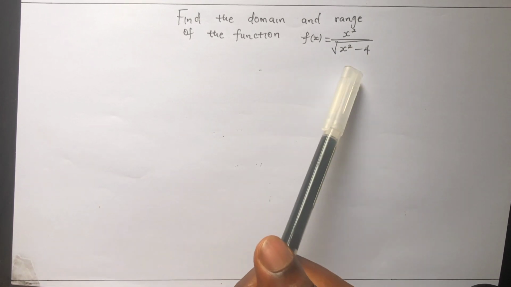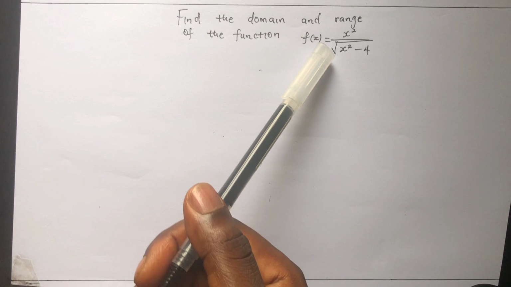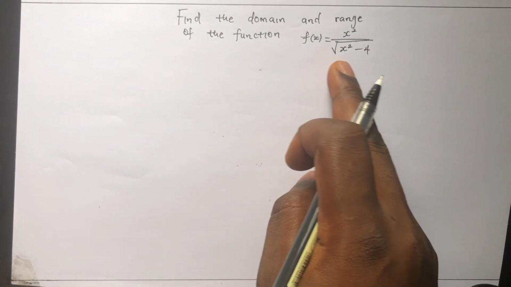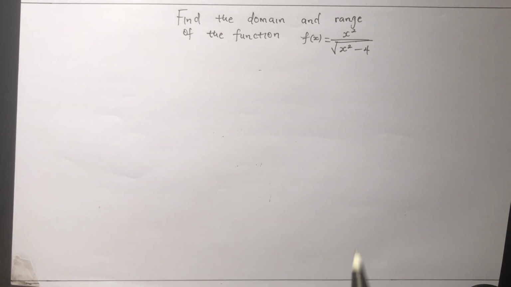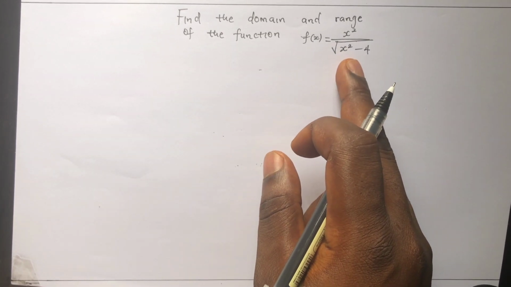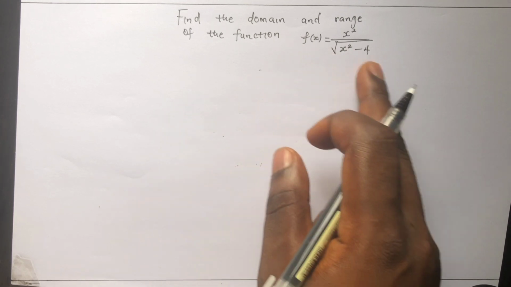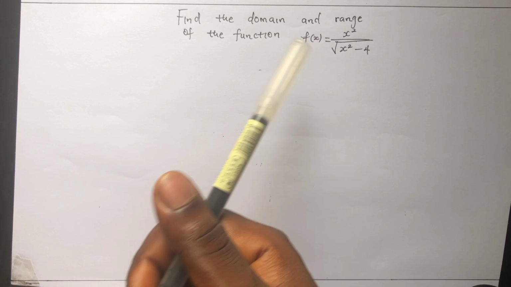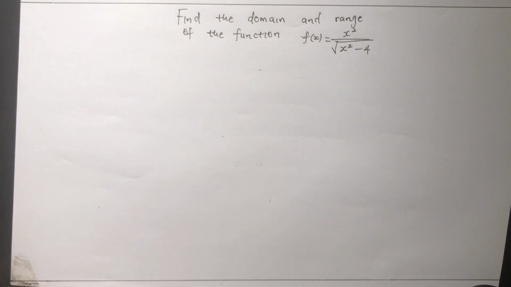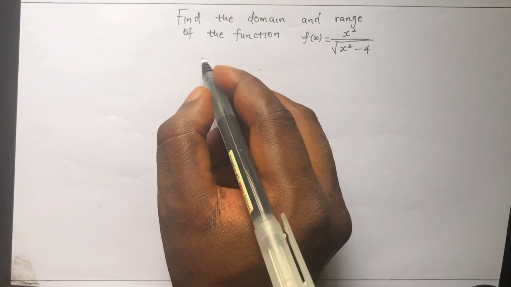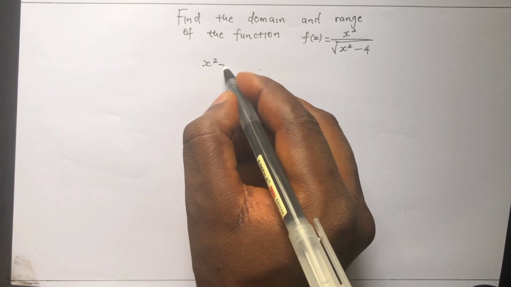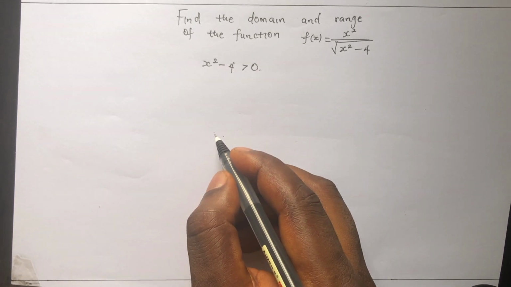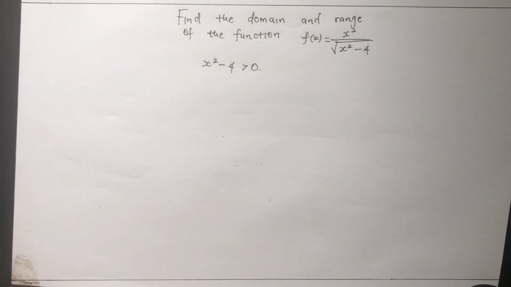For this particular problem, because of the root we have here, for this function to be defined, everything we have under this root must be greater than 0. So because of that, we are going to equate x squared minus 4 to be greater than 0.